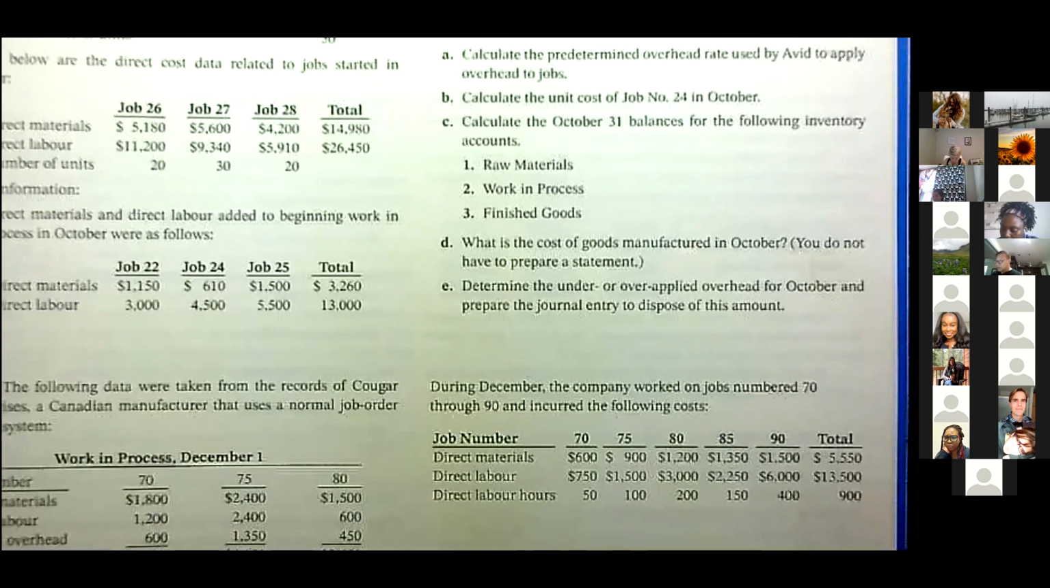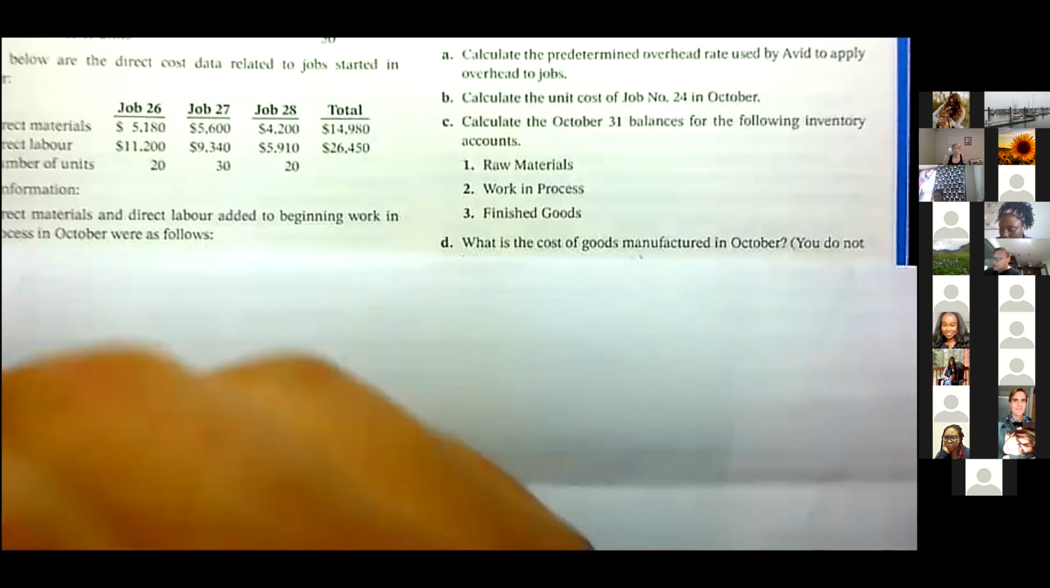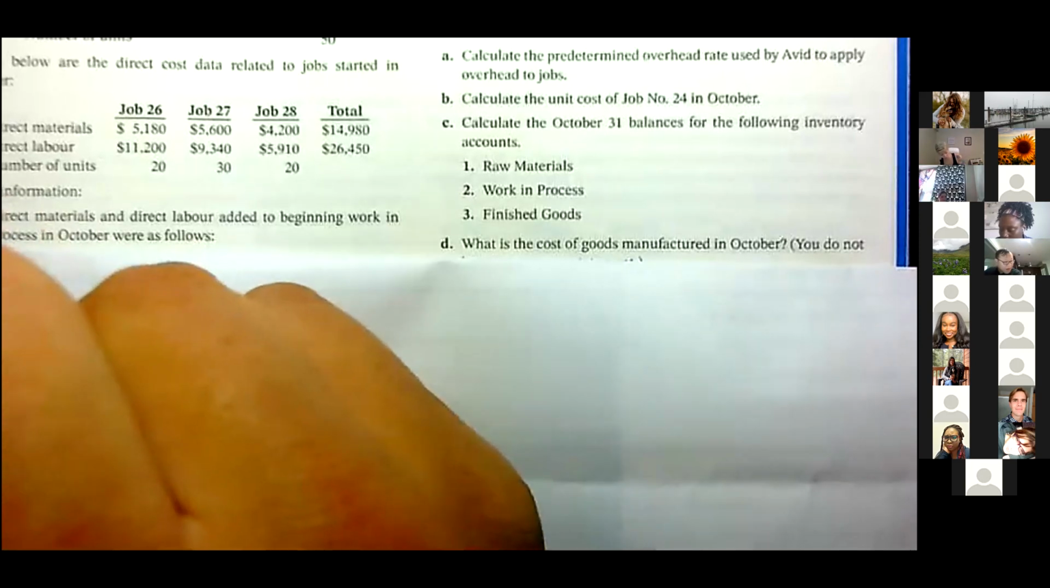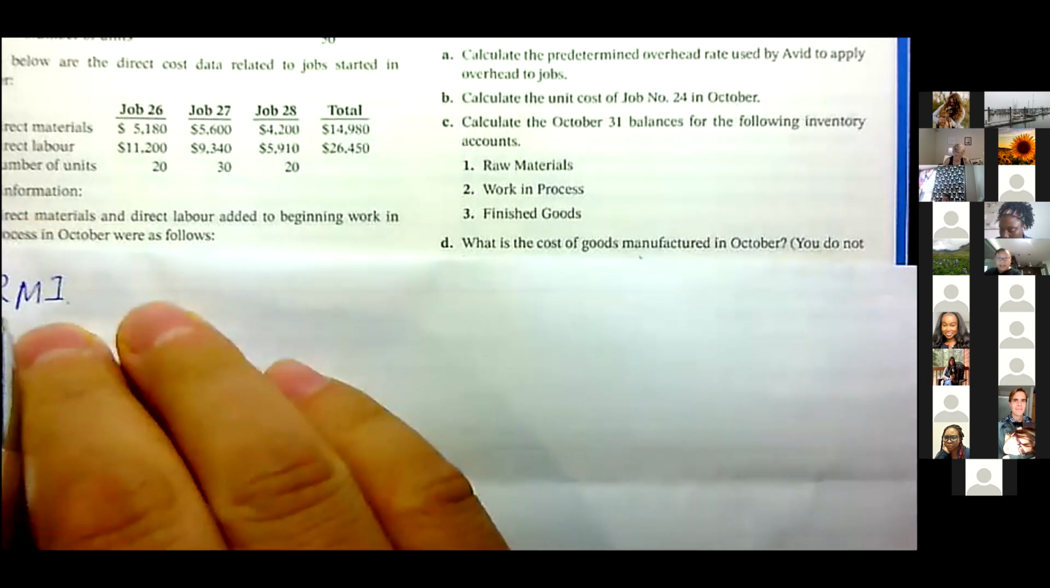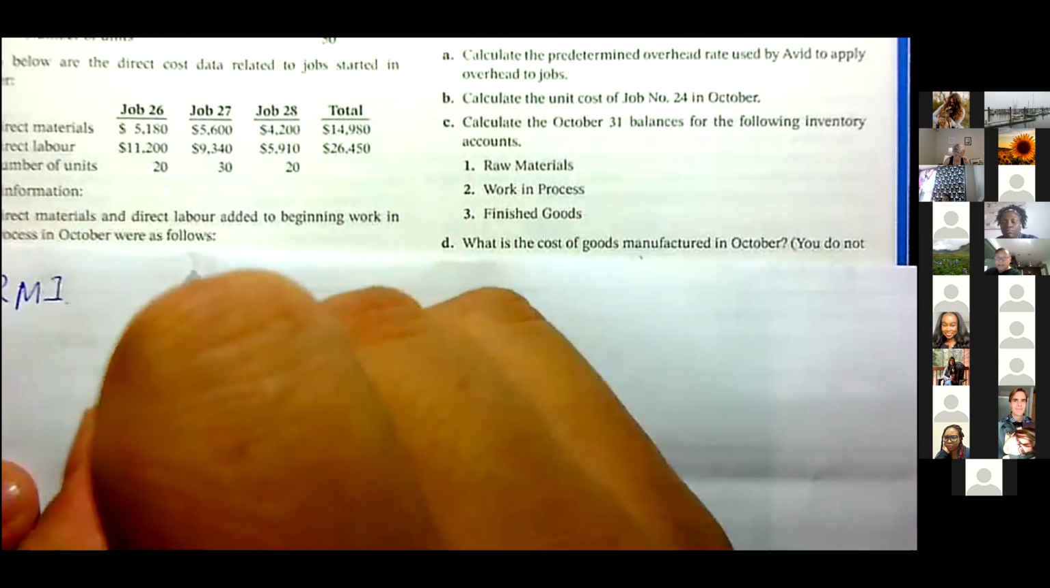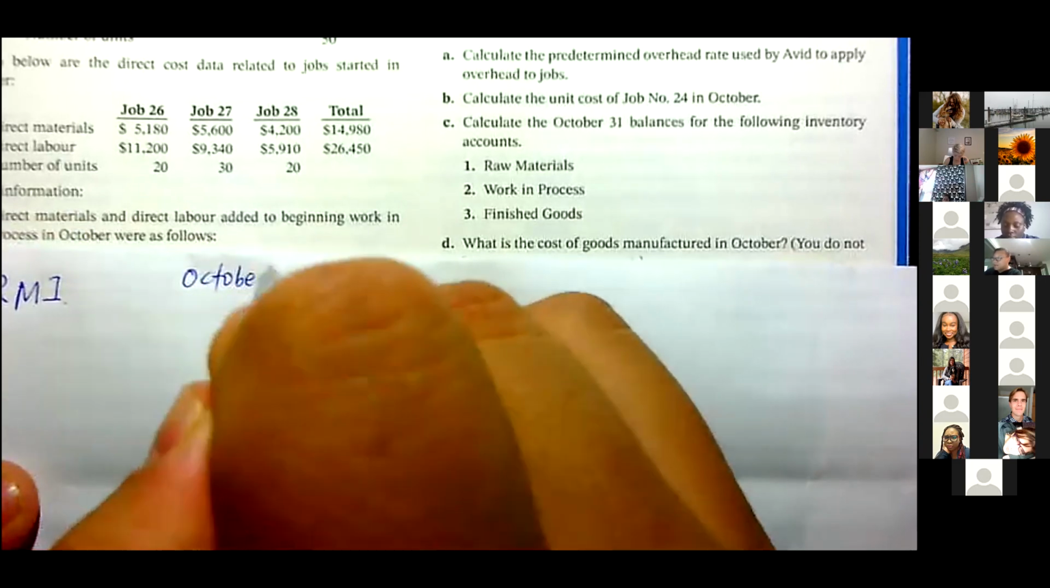Okay, so next, how are we doing with time? It's 5:34. Okay. Part C: calculate the October balances for the following inventory accounts: raw materials inventory, work in process, and finished goods. We are doing this as of October 31st, right?